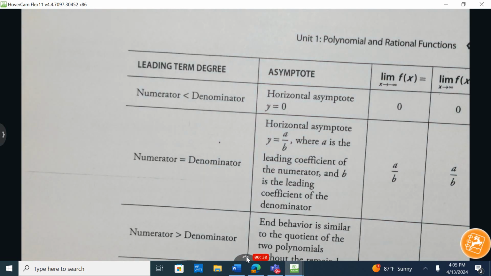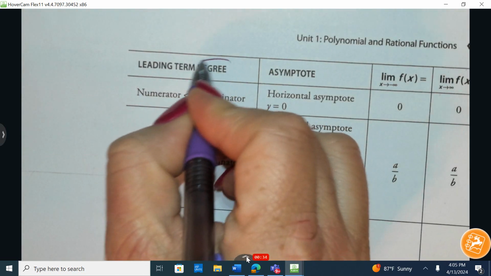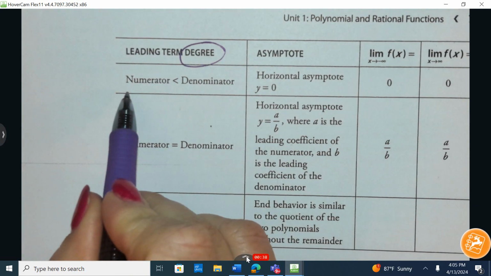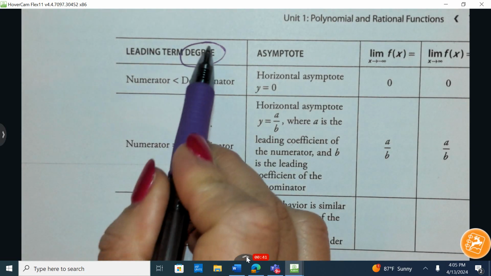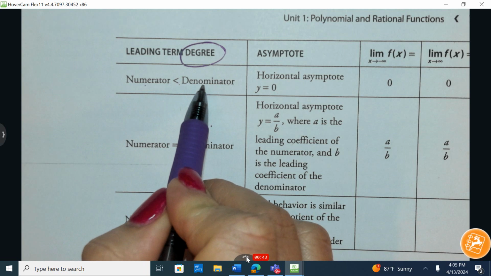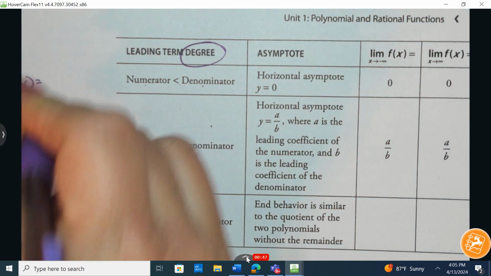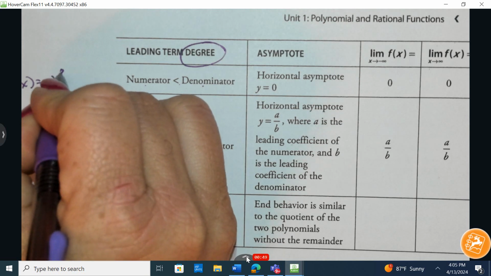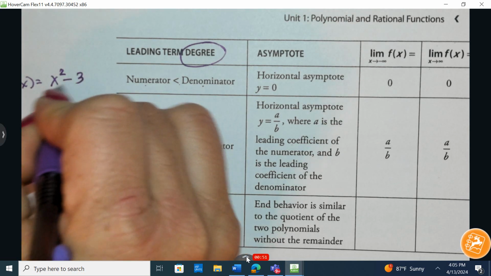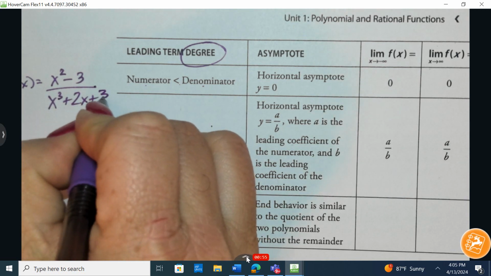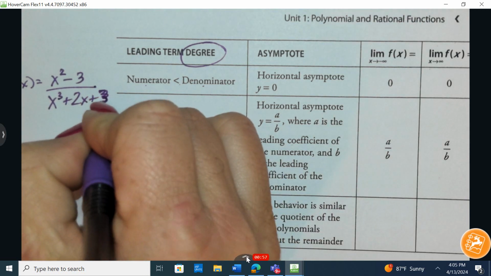Let's go to the next page. So this is discussing straight the degree, so please circle the word degree. We're discussing the degree here. So when we have an example where the degree of the numerator is less than the degree of the denominator, let's do a quick example of that. Let's say f of x equals x to the second minus 3, I'm just making this up, over x to the third plus 2x plus 3.